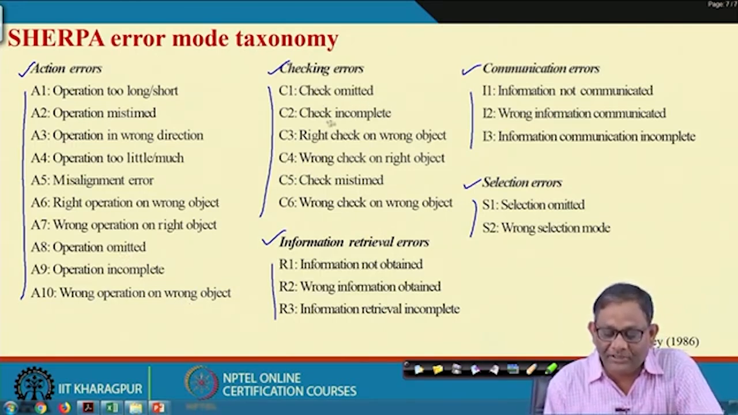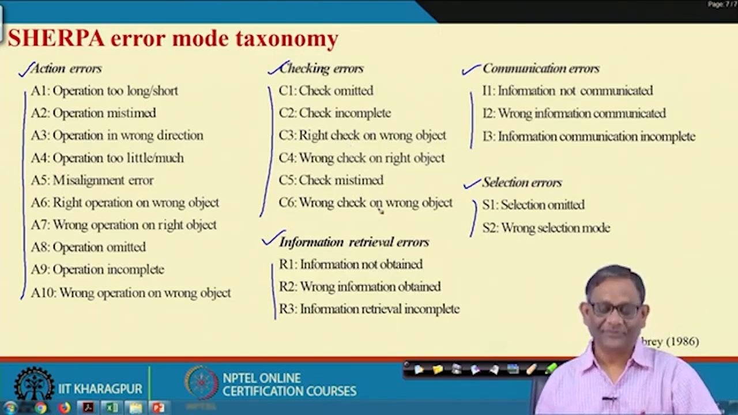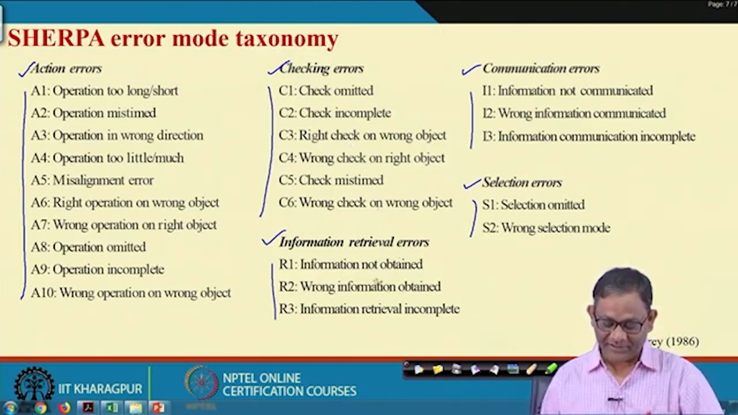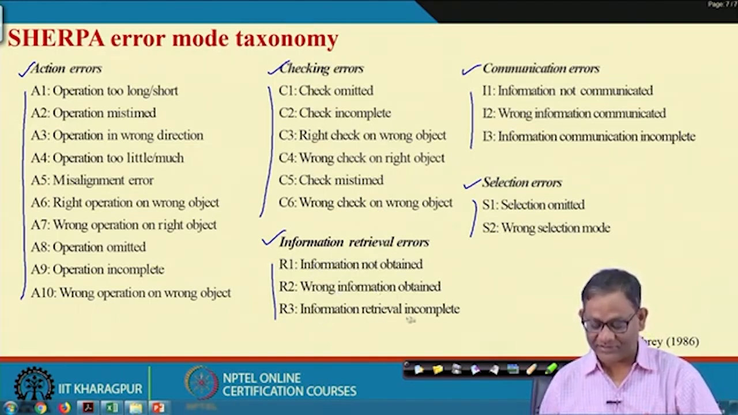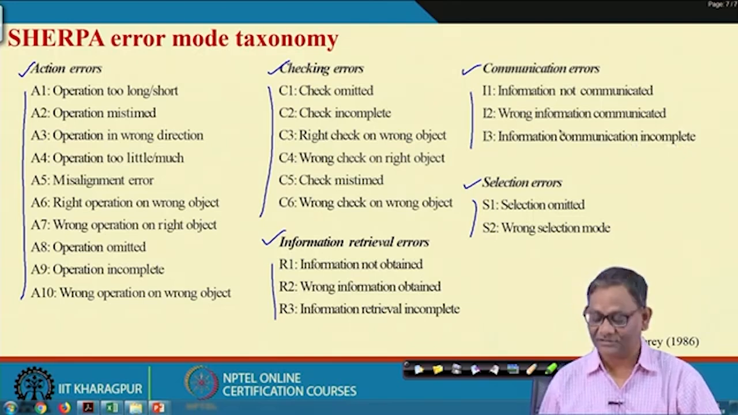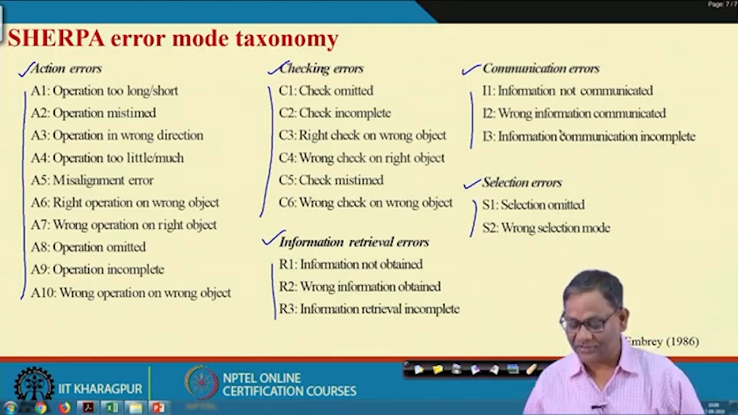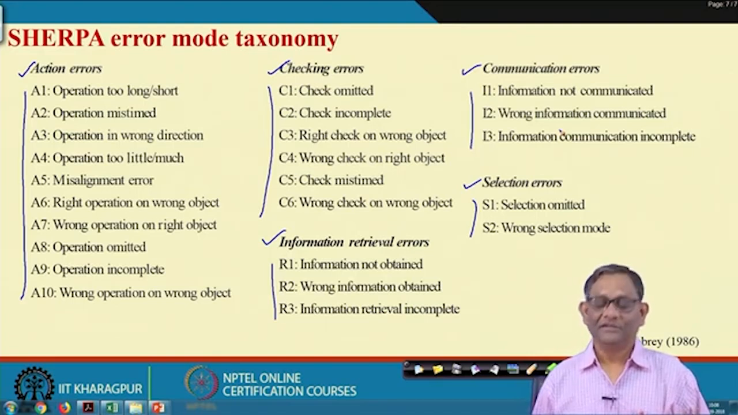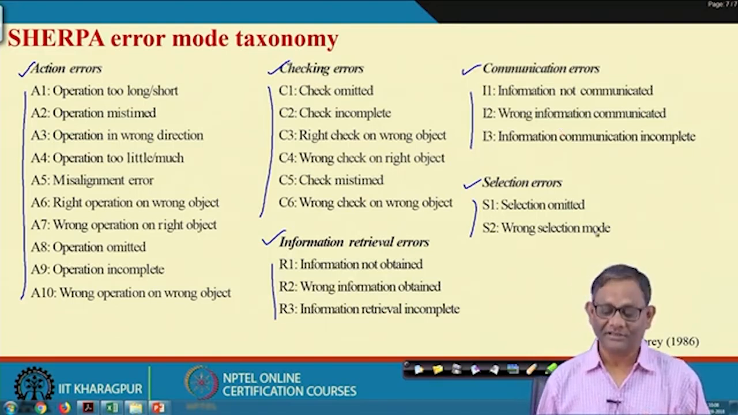Checking error: check omitted, check incomplete, right check on wrong object, wrong check on right object, check mistimed, wrong check on wrong object. Information retrieval: information not obtained, wrong information obtained, information retrieval incomplete. Under communication error: information not communicated, wrong information communicated, information communication incomplete. Selection error: selection is not done, wrong selection done. That is, selection omitted and wrong selection made.